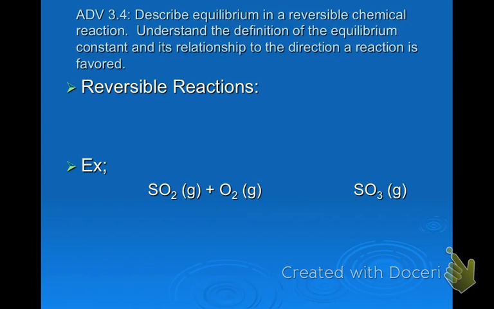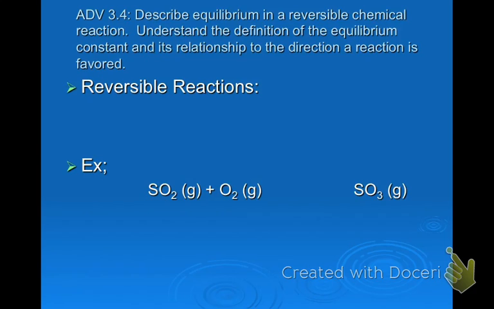Today we're just going to start touching on learning target 3.4, which says we're going to describe equilibrium in a reversible chemical reaction. That's what we're going to do today. Later on we're going to do the second part of that statement, which is to understand what's called the equilibrium constant and its relationship to the direction a reaction is favored. So we're going to wait on that, but today we're just going to talk about what is chemical equilibrium, what does it mean, and we're going to start by talking about reversible reactions.